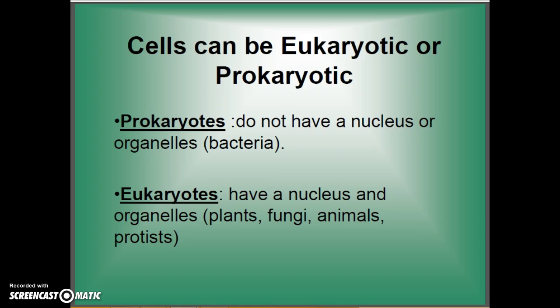Eukaryotes are different. Remember, a eulogy is given after somebody has lived. It's usually given at their funeral. So eukaryotes came after the nucleus had been discovered. And these organisms are plants and animals, some protozoans and fungi. They all have a nucleus and they all have these tiny things called organelles.